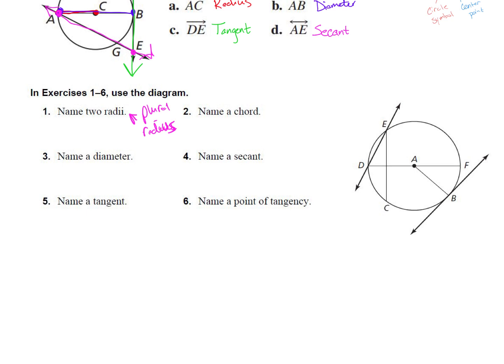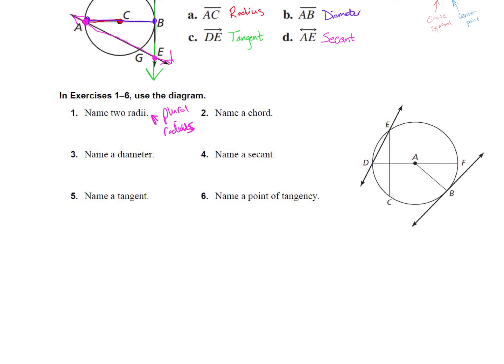Plural for radius, meaning there's more than one. So you don't say name 2 radiuses, you say name 2 radii. Just like I don't say I have 3 gooses in my backyard. What do I say? I have 3 geese in my backyard. It's one of those words where you don't just add an S, you have to change the whole word.